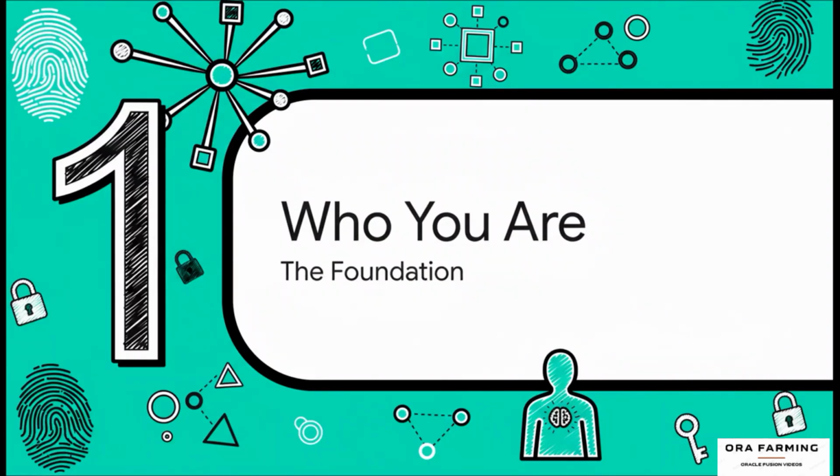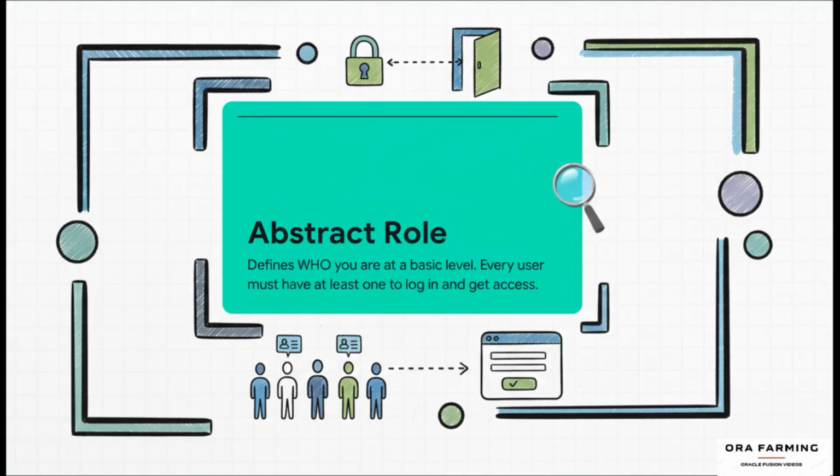Okay, first things first. At the very bottom of our pyramid, we've got the foundation. Before Oracle can figure out what you do, it has to know at the most basic level who you even are. This first layer is called the abstract role. Honestly, you can just think of it as your entry ticket. It doesn't give you any power to do anything special, it just confirms that you exist in the system. For pretty much everyone, this is simply the employee role. Without it, you can't even get in the front door.